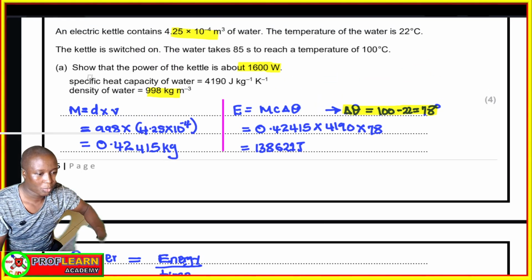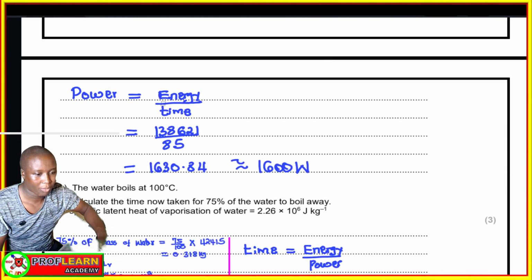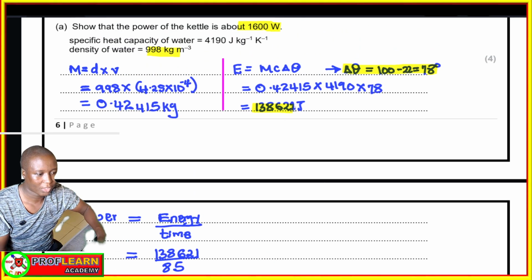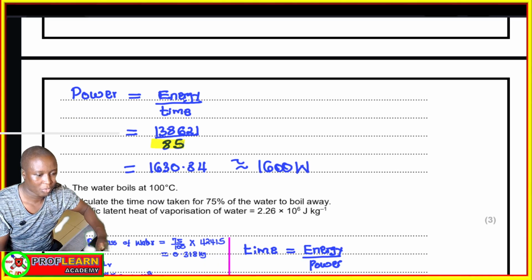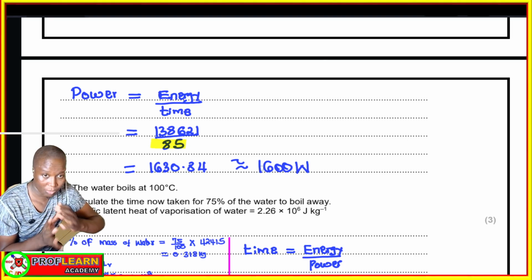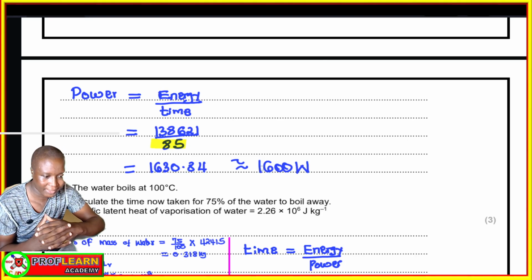But we are asked to work out the power. We know power is energy supplied divided by the time taken. So in that case, it will be the amount of energy that we got in the previous step here, divided by the time, which was 85 seconds. And if you work it out, you are going to get the answer simplifying to 1600 watts. Water boils at 100 degrees Celsius.